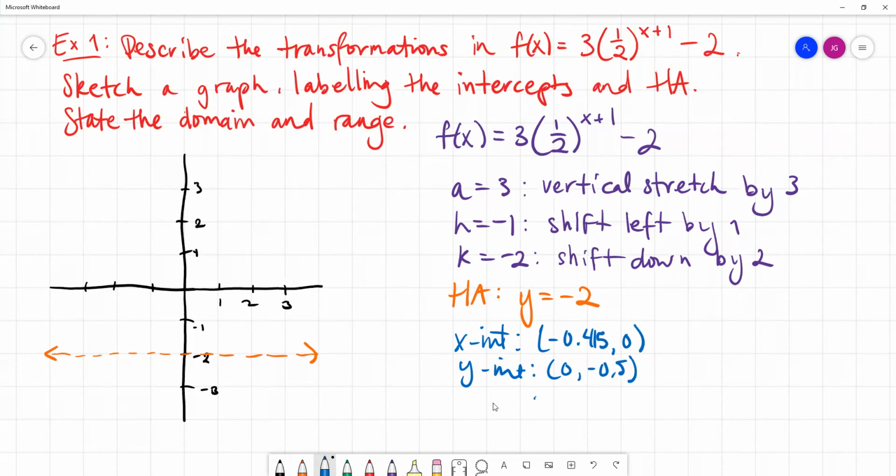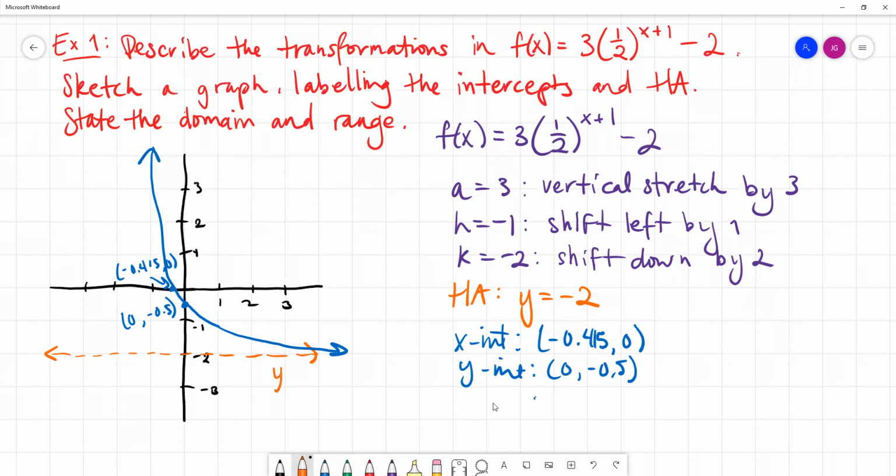All right, so -0.5 is right here-ish, and -0.415 is right here, as best as we can, right? And then we know it's shooting down. Boom, boom, and then it tapers off and joins its friend, the asymptote, as they go to the right. Okay, and so there's our graph. We'll label our points. This was -0.415, 0, and this one was 0, -0.5.